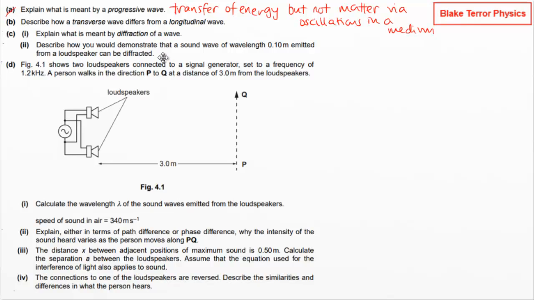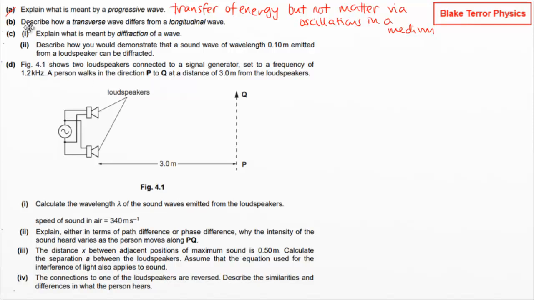Describe how a transverse wave differs from a longitudinal wave. We've had this before, so I'm not going to write all of this out, but we can say for a transverse wave, the oscillation of the medium is perpendicular to the direction of energy transfer, and in a longitudinal wave, more or less the same words, the oscillation of the medium is parallel to the direction of energy transfer. So it's the same sentence each time, but transverse we've got perpendicular, longitudinal we've got parallel.